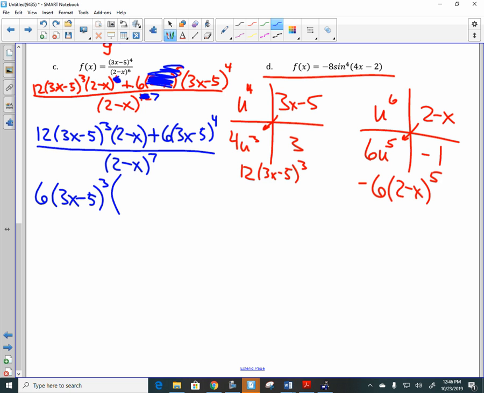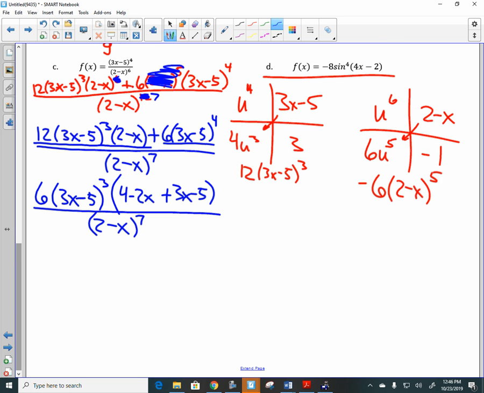Good question. Yep. So we have subtraction within the quotient rule, and we have a negative here. Cancel to make the positive. Excellent question. If I factor out a 6 times 3x minus 5 cubed, what is left here? 2 times 2 minus x, right? Or 4 minus 2x, plus, what's left there? 3x minus 5. And that's all over 2 minus x to the seventh.